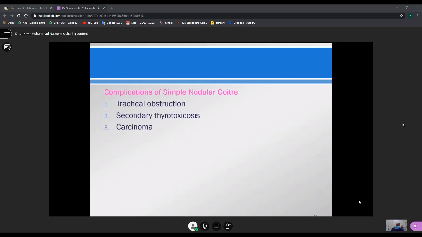What complications can develop in simple nodular goiter? Because of the mass, radial compression may occur, the patient having dyspnea and may have respiratory blockage. The patient may develop secondary thyrotoxicosis. In simple goiter, thyroid hormone levels are normal or low. But in long-standing cases of nodular goiter, the patient may develop hypersecretion of thyroid hormone. This is secondary. I will tell the difference later in the discussion. And still, if it is long standing, like 10 or 15 years, there is a tendency to develop carcinoma.